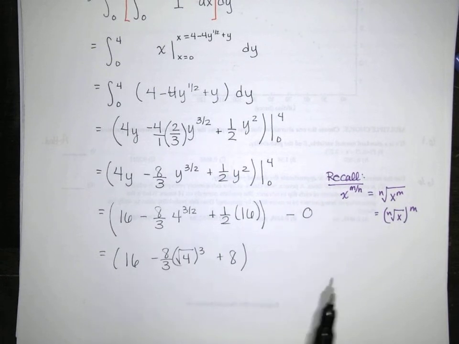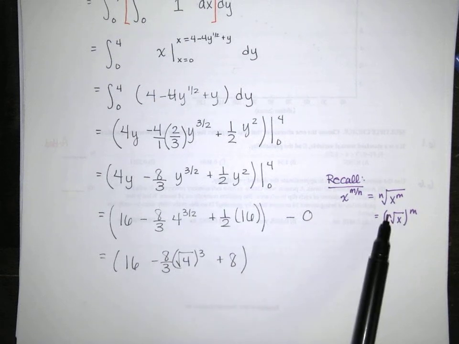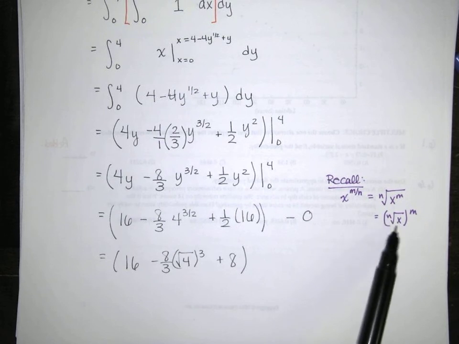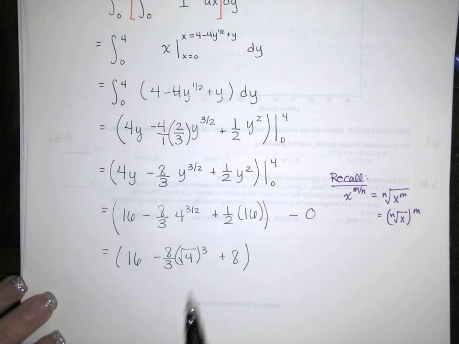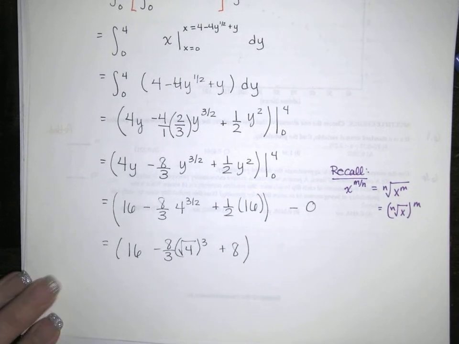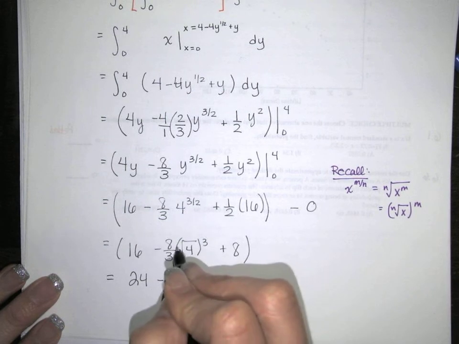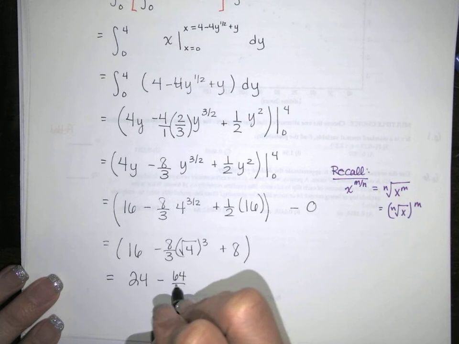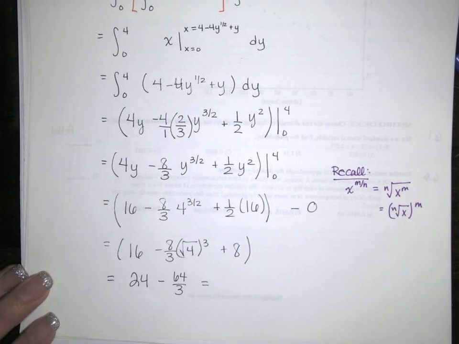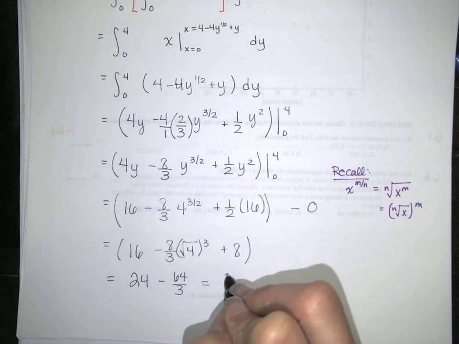But when I'm working with numbers, when I actually want to evaluate something like this 4 to the 3/2, I usually do this one, because taking the nth root makes the number smaller, and then I just raise that number to a power. So take the square root of 4, which is 2. 2 cubed is 8. And so we get 16 plus 8 is 24, and we're subtracting 8 over 1 times 8 over 3 is 64 over 3. And I'm just going to use my calculator for the arithmetic. I get 8/3.